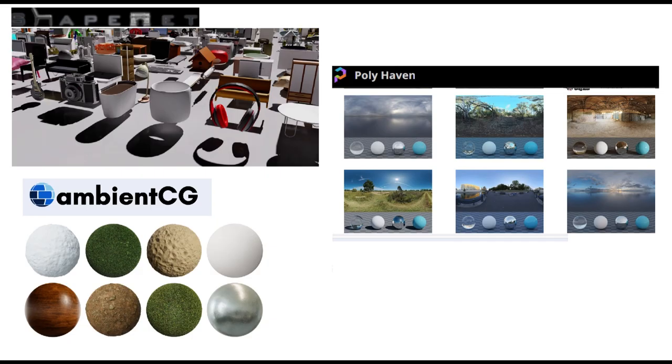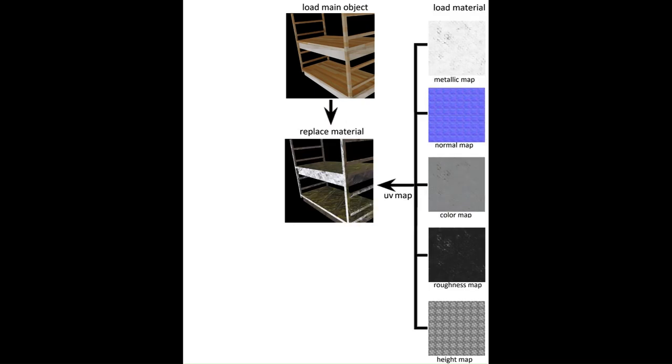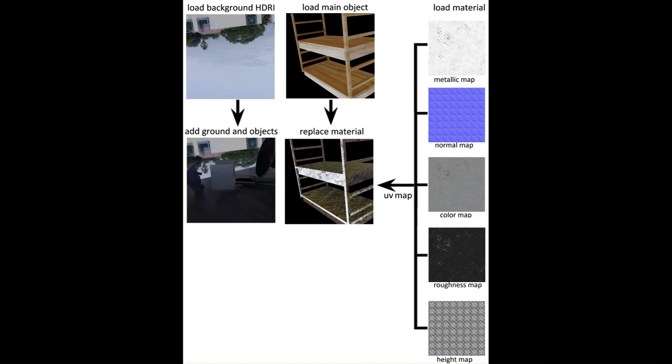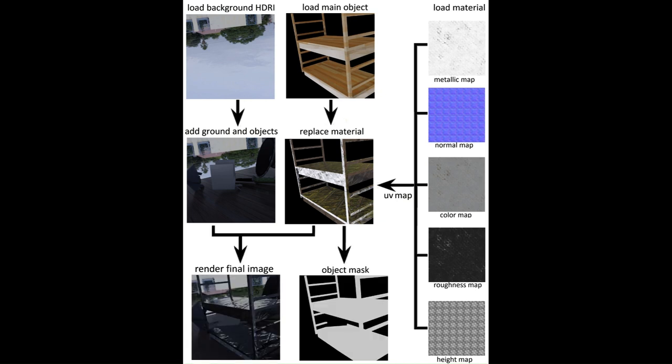Scenes in the dataset were generated by combining large-scale CGI repositories for objects, materials, and backgrounds. With dozens of thousands of PBR materials and objects, and hundreds of HDRI backgrounds and illuminations, we prepare a CGI scene by first loading a random object. The object's original material is replaced with a random material. We then load a random HDRI panoramic image and set it as the background. In addition, we add a few random objects for background and shadows. Finally, we render the image and the mask of the objects.